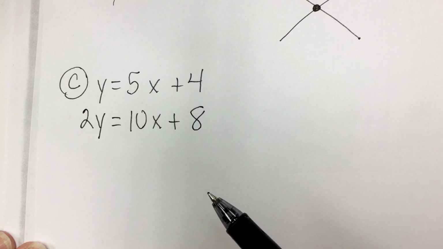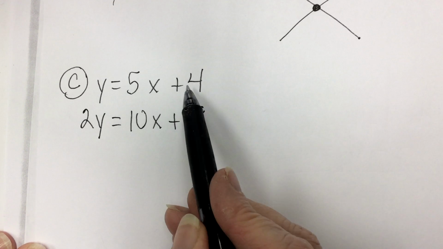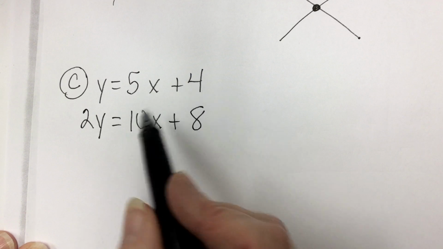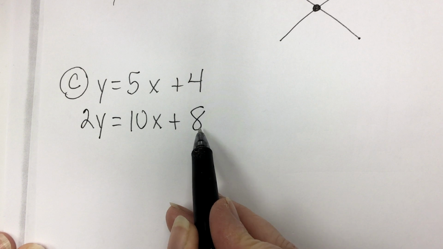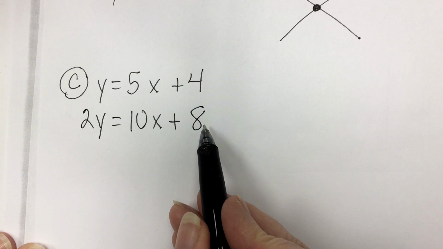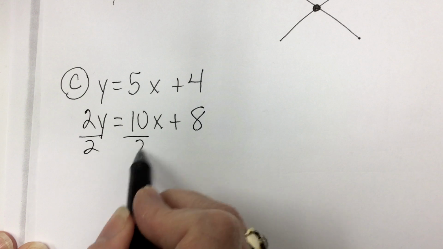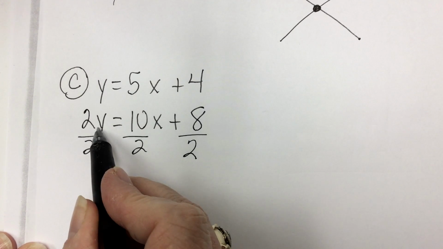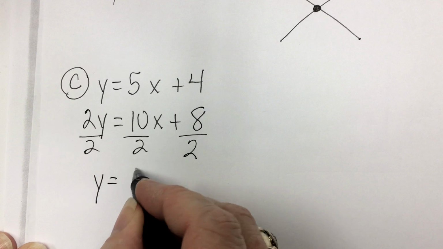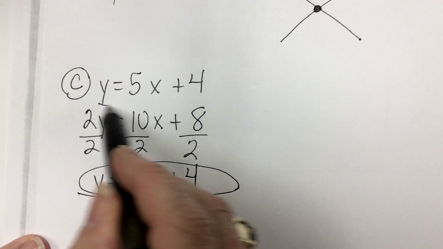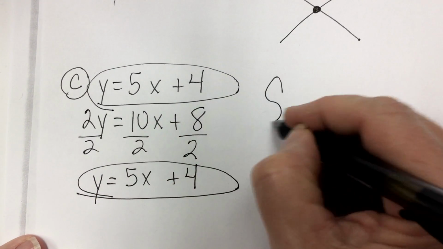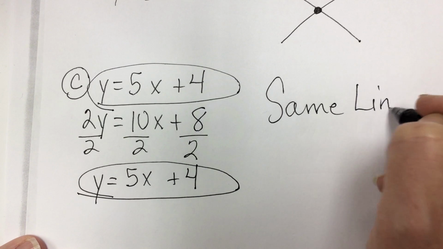In order for me to look at their slopes and compare them, I need to put them in the form of y equals mx plus b. This one is already in the form of y equals mx plus b. It has a 1 in front of y. I need to get the other linear equation in that form. To do that, I need to divide each term by 2. If I divide each one by 2, I end up with y equals 5x plus 4. What do you notice about the second line and the first line? They are the same line.